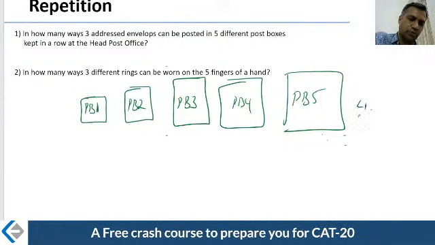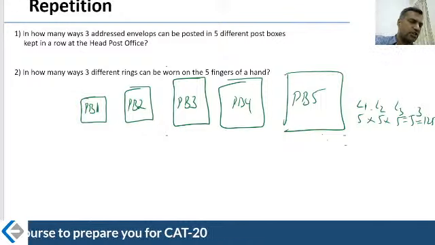First letter can be posted in 5 ways. Second letter, 5 ways. Third letter, 5 ways. Therefore, you say 5 into 5 into 5, 5 cube, which is nothing but 125. That's right. Perfect. Yeah, what about the second question?